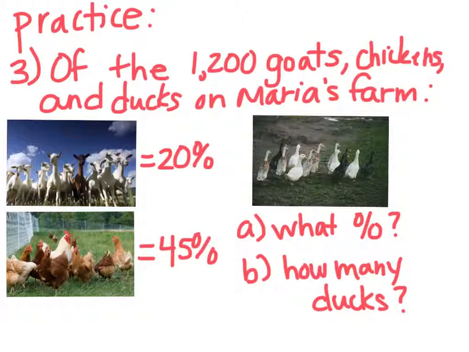Here's your last practice problem for Chapter 10.3. Of the 1,200 goats, chickens, and ducks on Maria's farm, 20% are goats, 45% of the animals are chickens, and now I want you to solve for what percent of the animals are ducks, and how many ducks are there on the farm.